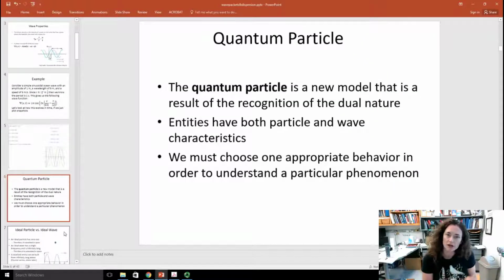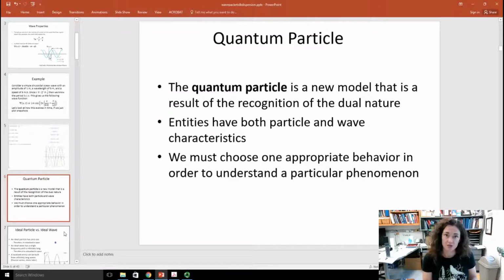Now let's get a little bit more into what we mean in quantum mechanics with the quantum particle. So remember that we define the quantum particle as a new model that's a recognition of the wave-particle duality of everything. Basically, light, photons are both waves and particles, and also matter, such as electrons, for example, can act simultaneously as a wave and a particle. They have both wave and particle characteristics, and which model you use to describe the entity in question is just whatever phenomena you're trying to describe.